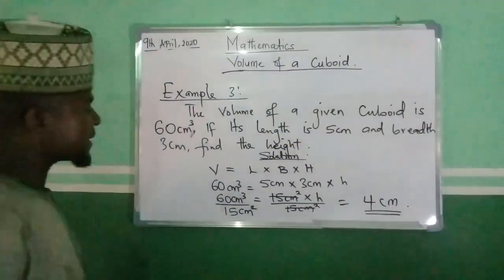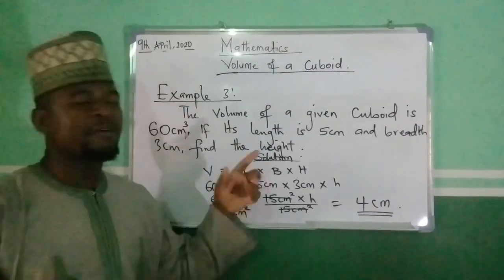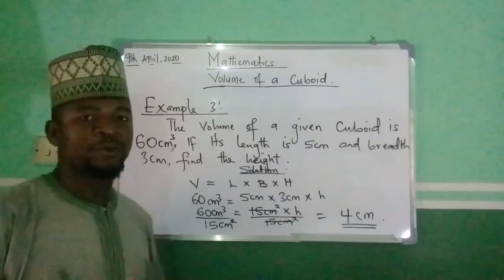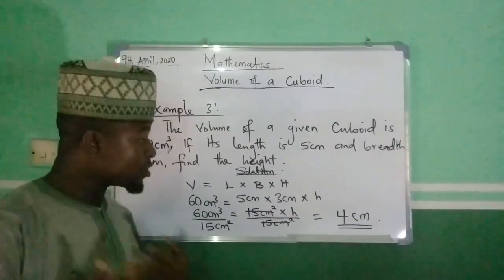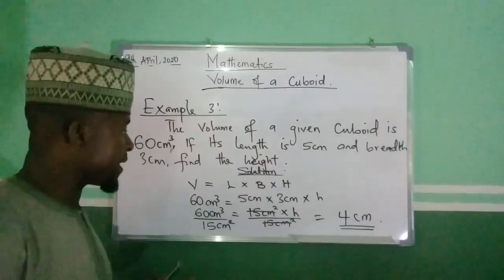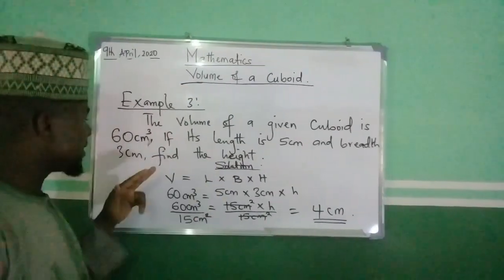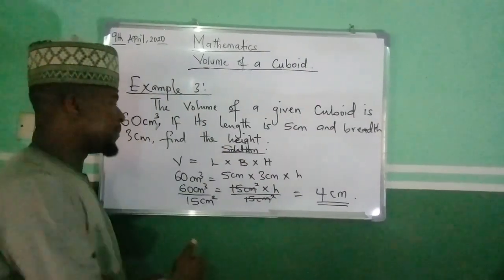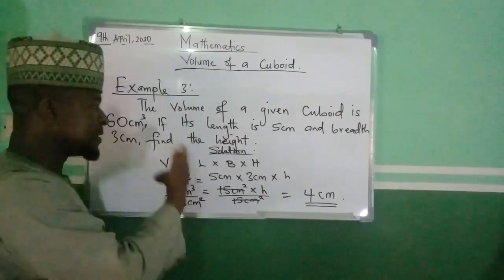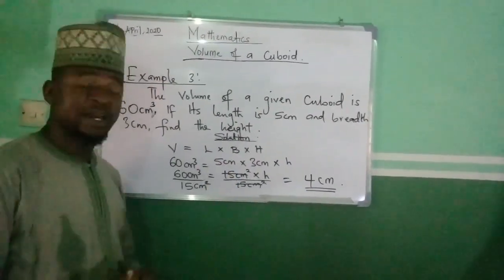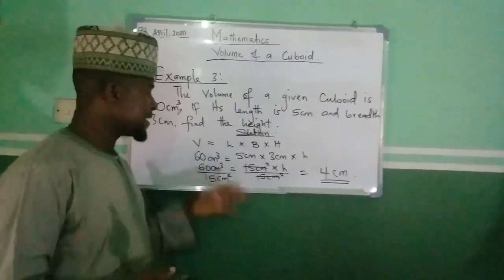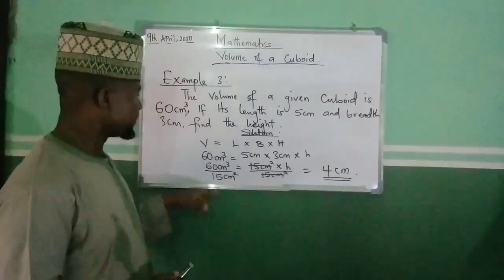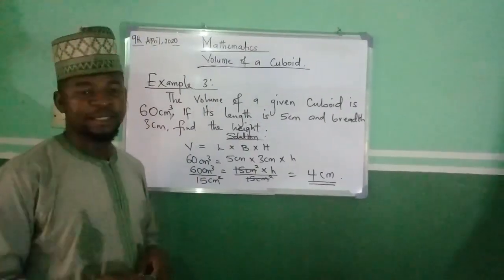So this is how you determine the value of any of the parameters of the cuboid when the value of the volume has been specified. In most questions, you could be asked to get any of them. You could be asked to find the value of the length where the volume, the breadth, and the height have been given. In some cases, you'll be asked to find the breadth, where the volume, the length, and the height have been given. You still apply the same method and try to get the value of your breadth, as the case may be.